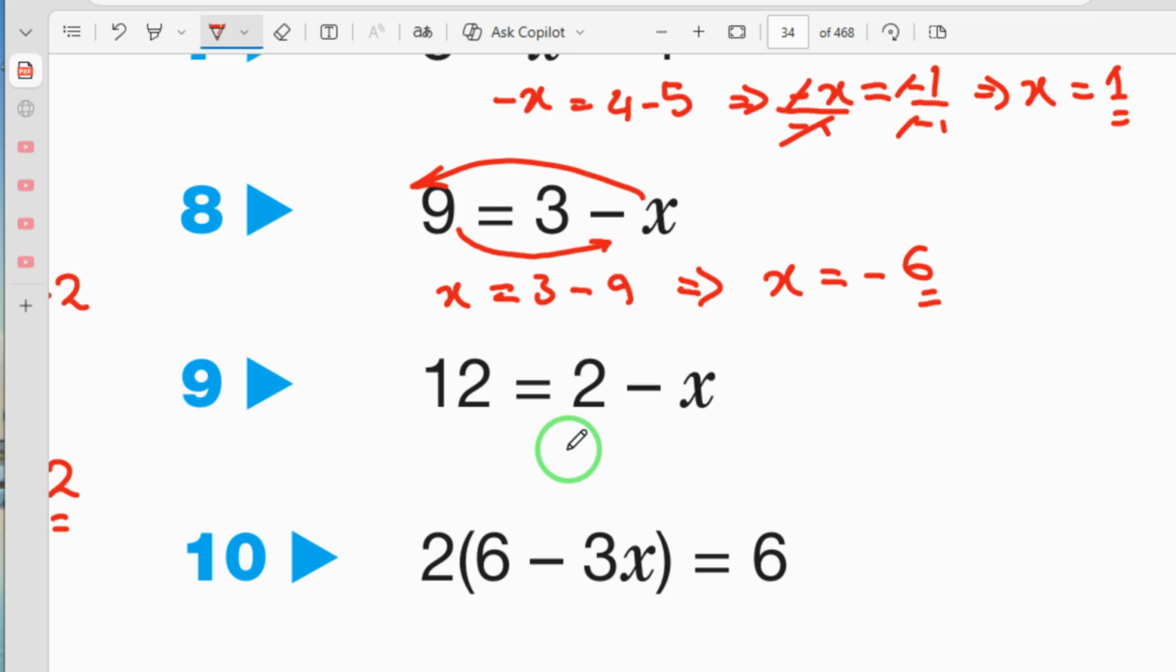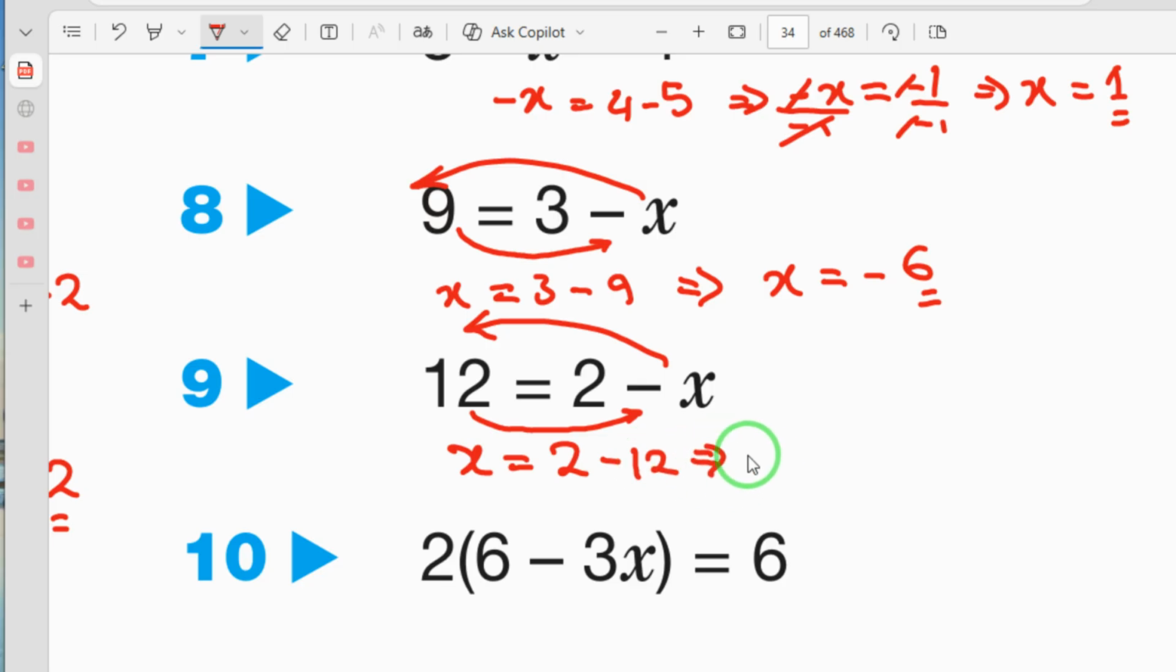Question number 12. As well, we carry minus x to the right side, it becomes positive. x is equal to 2. And we carry 12 to the right side, it becomes negative, minus 12. So here x is equal to 12 minus 12 plus 2, which remains only minus 10. This is the answer.